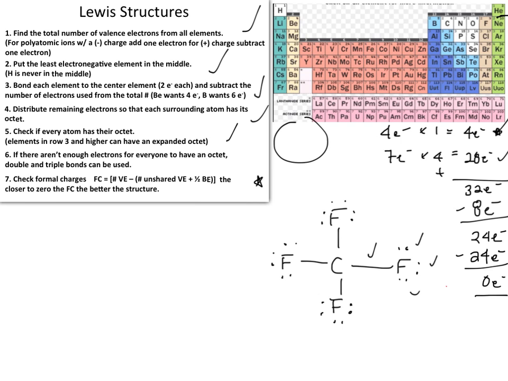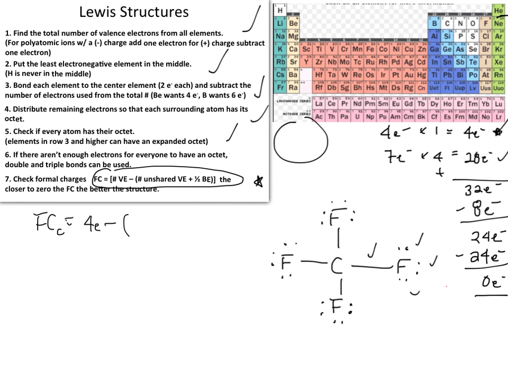So if we look at the example here, we have carbon as our central atom, so let's start with that. Calculating carbon's formal charge, we're going to utilize the formula you see in number 6. The formal charge of carbon is going to be equal to the number of valence electrons, which we established earlier as 4 electrons. From those 4 electrons, we're going to subtract the number of unshared valence electrons plus half of the bonding electrons.